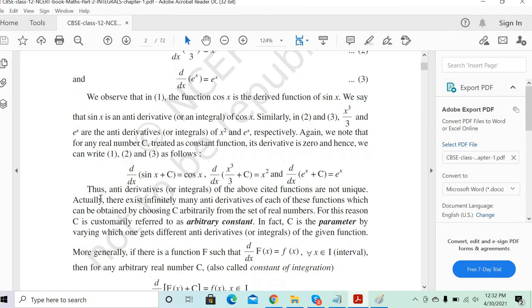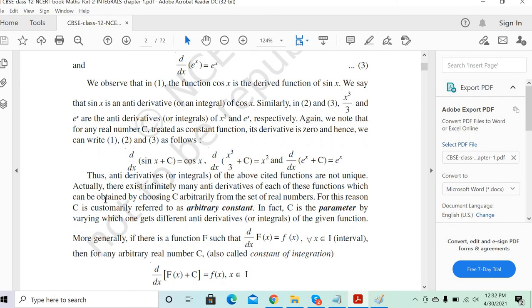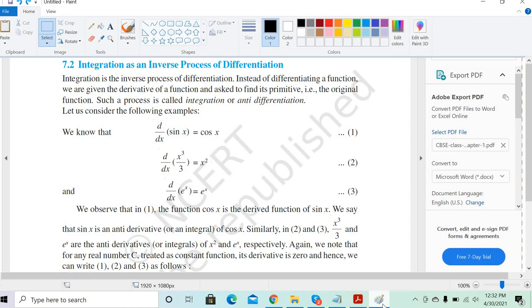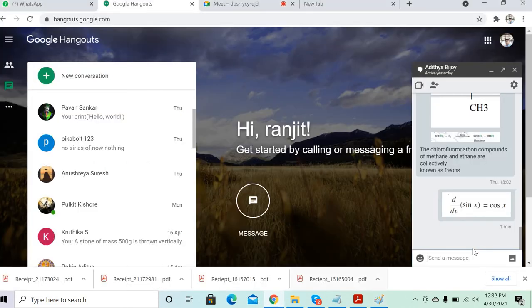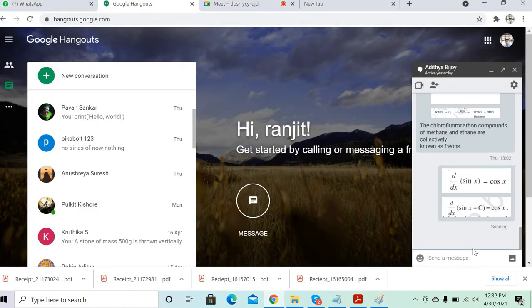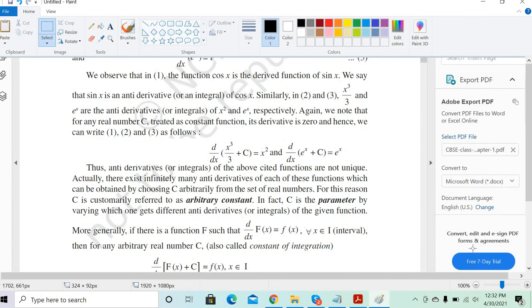Okay. Now, write on this part, Vijay. D by dx of sin x plus c is equal to cos x. Then I'll explain to you what is this constant c here. Okay. Write down, d by dx of sin x plus c is equal to cos x, isn't it? Correct? Yes, sir. Correct.